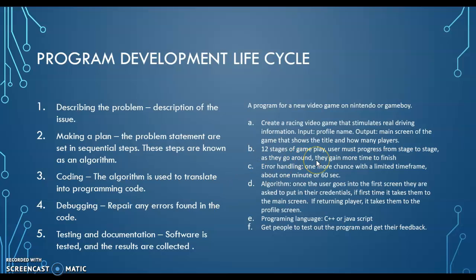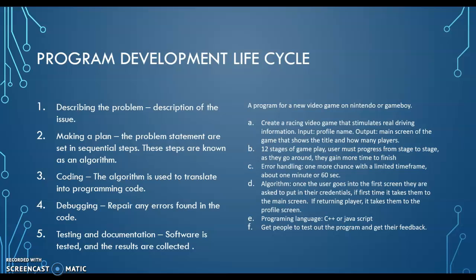So over here is an example, a program for a new video game on Nintendo or Game Boy. First, what we'll do is create a racing game that simulates real driving information. The input would be the profile name, and then the output would be the main screen of the game that shows the title and how many players.